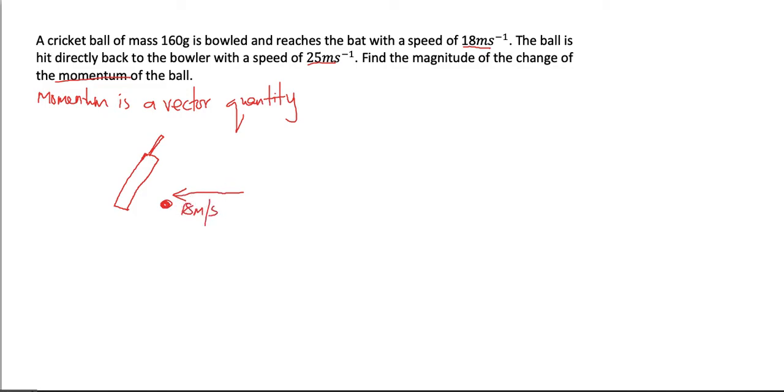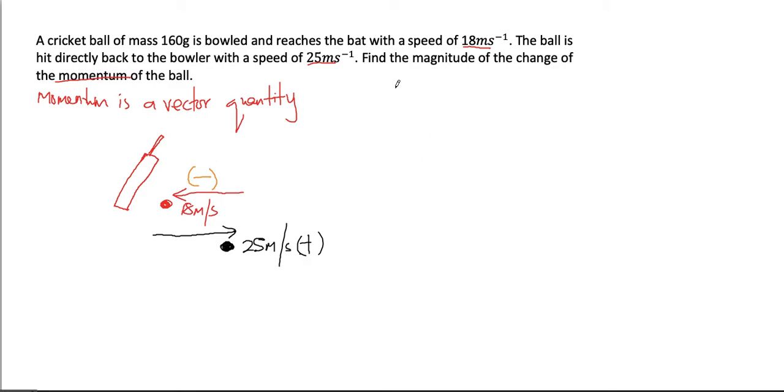Once it gets hit by the batsman, the ball will swing back, but this time it swings at 25 meter per second. We know velocity is also a vector quantity, so you have to make sure the sign is correct. If I make towards the batsman negative, then away from the batsman should be positive. So one is negative, the other one is positive.